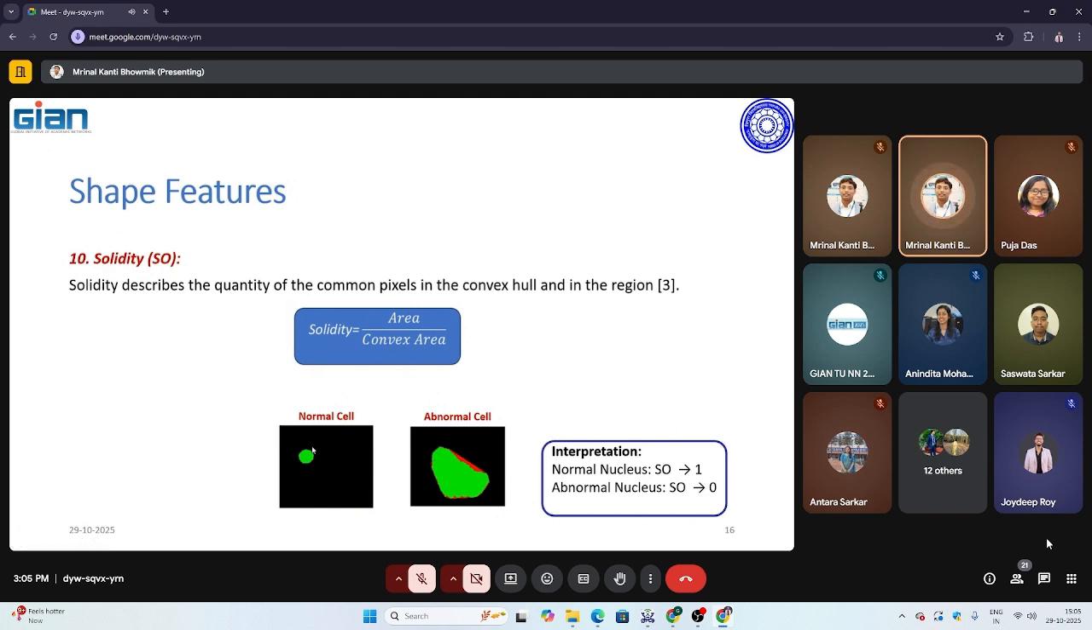And in an abnormal nucleus, solidity decreases. Why will it decrease? Because the area is not the same as the convex area. Here, this green color is the nucleus area, and the whole area covered by the convex hull, including the red color pixels, is the convex area. So the ratio will tend towards 0.